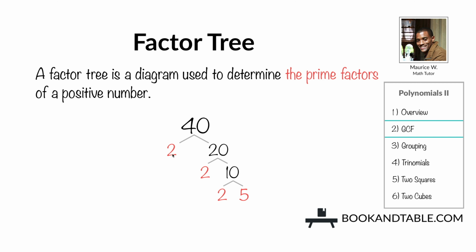And you'll notice that you'll be able to multiply the prime factors to get the original number. 2 times 2 is 4. 4 times 2 is 8. 8 times 5 is 40.